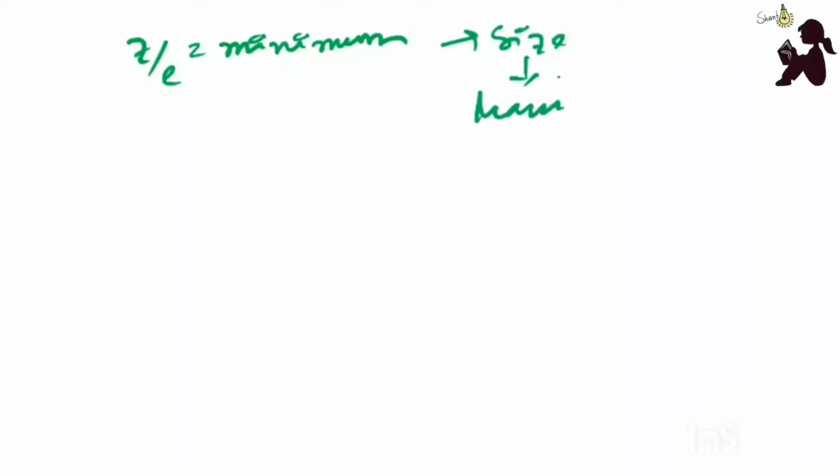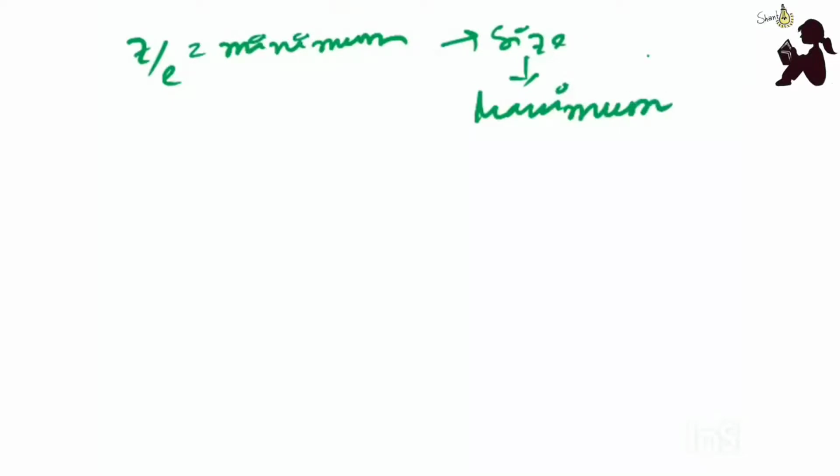But what happens if in a series they ask you anions, cations, and your neutral atom also, and they tell you to arrange them in increasing or decreasing order on the basis of their radii? How will you do that in less time? So there is a formula, that is the Z by E ratio. If this Z by E ratio comes minimum for one atom, its size will be maximum.